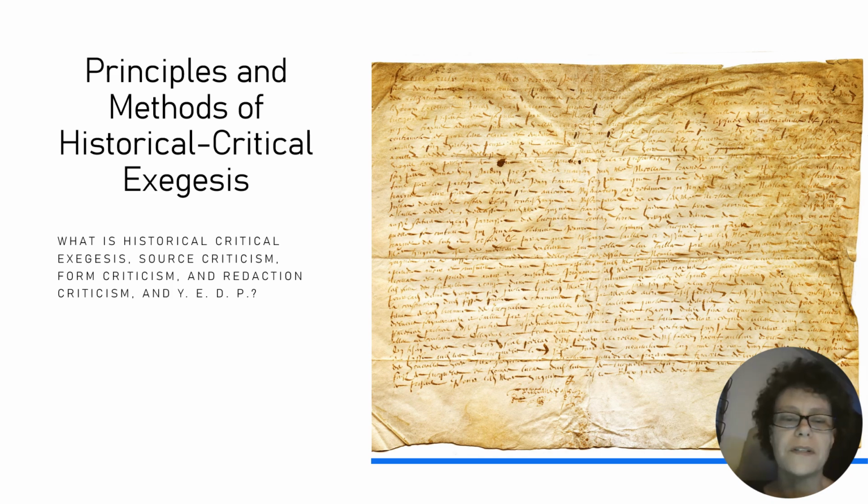Principles and methods of historical critical exegesis. What is historical critical exegesis? Source criticism, form criticism, redaction criticism, and JEDP.